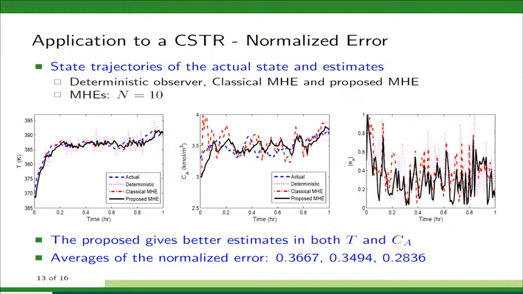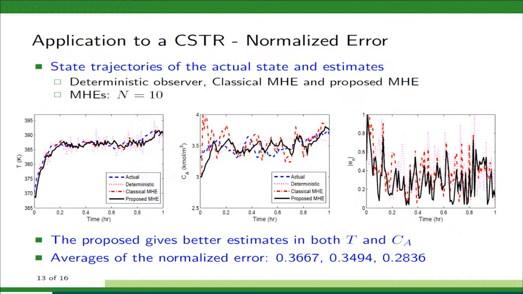In this slide, we show the results when we compare the deterministic observer, the classical moving horizon estimation, and the proposed moving horizon estimation. This plot shows the state trajectory. This is the temperature trajectories. This is the concentration trajectories. The black lines correspond to the proposed moving horizon estimation, and the red lines correspond to the classical moving horizon estimation. And this plot shows the normalized estimation error of these different schemes.